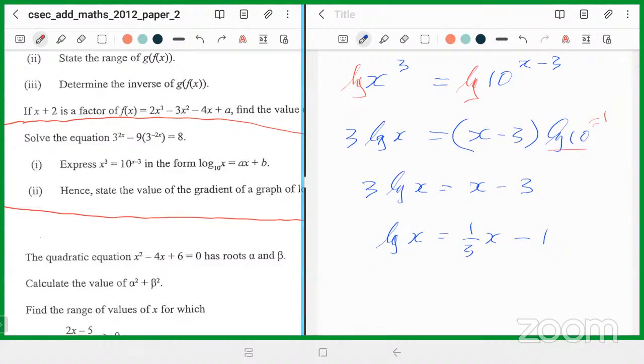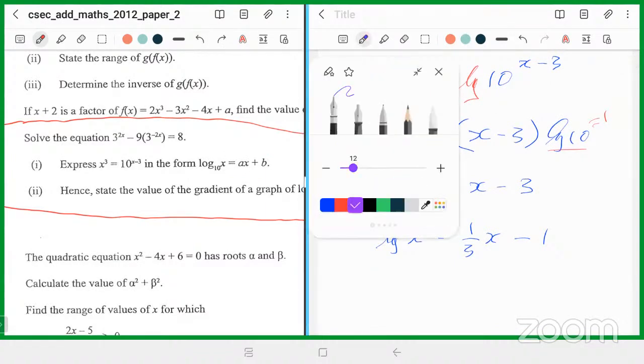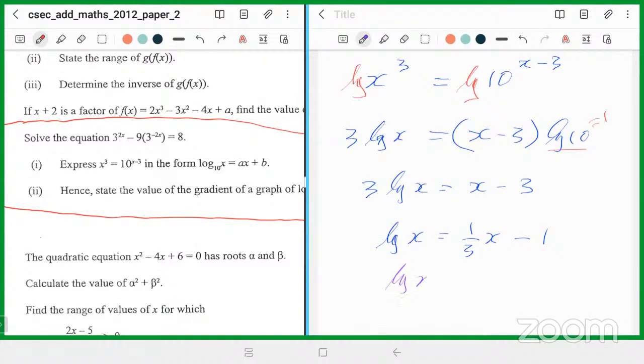In the same format as that they gave us. Log x equals ax plus b. Just like the plus b is minus 1, and the a is a third. And the lg is the same as log to base 10. That's why I write lg.